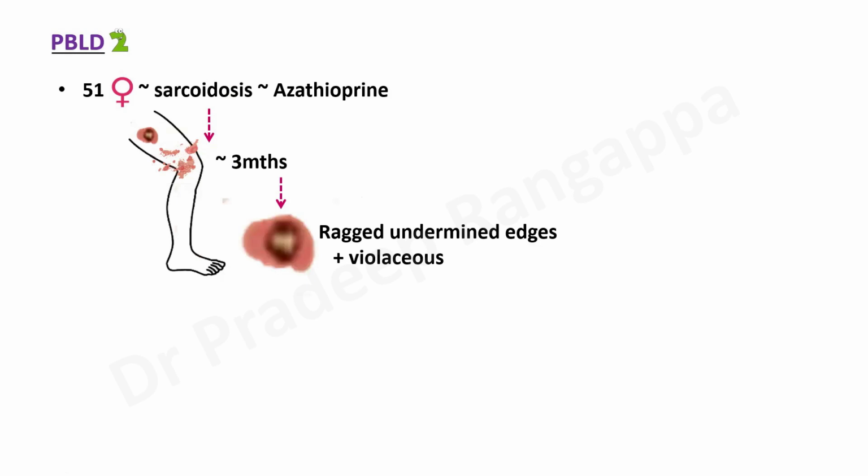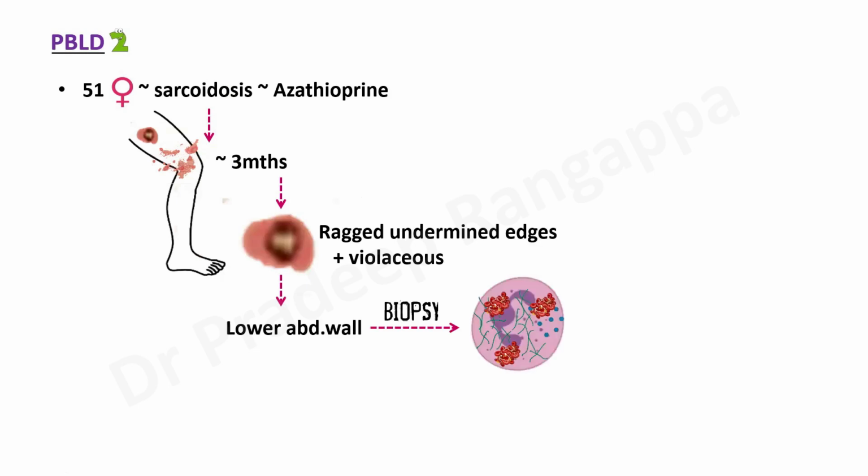And we published this report also. Then this rash extended to the lower abdominal wall. A biopsy was done of this rash because it was a long-lasting rash in the background of sarcoidosis on immunosuppressants. The biopsy showed a lot of neutrophilic debris, and a lot of fibrin within the neutrophils, which is the hallmark for diagnosing this skin problem.